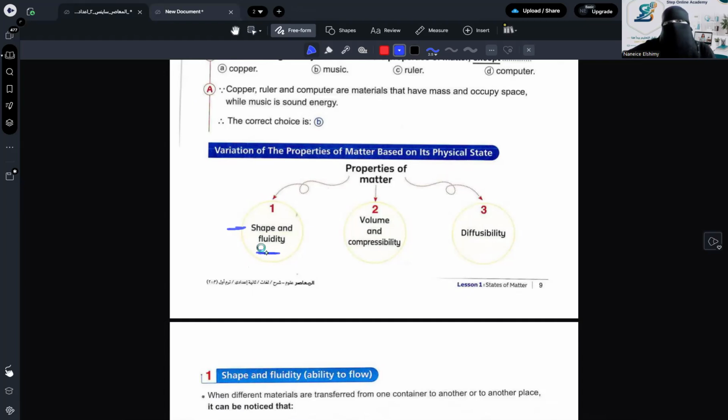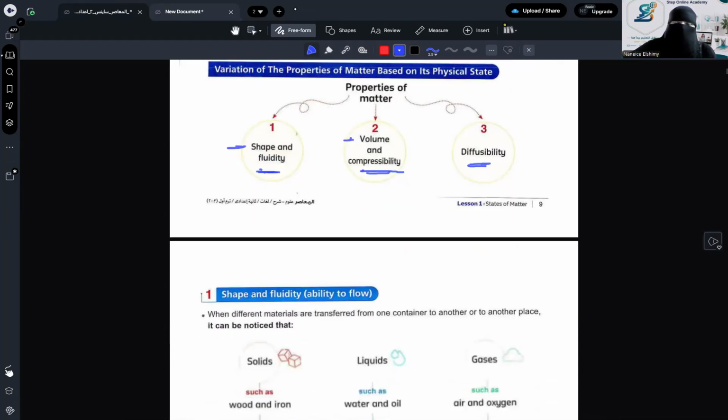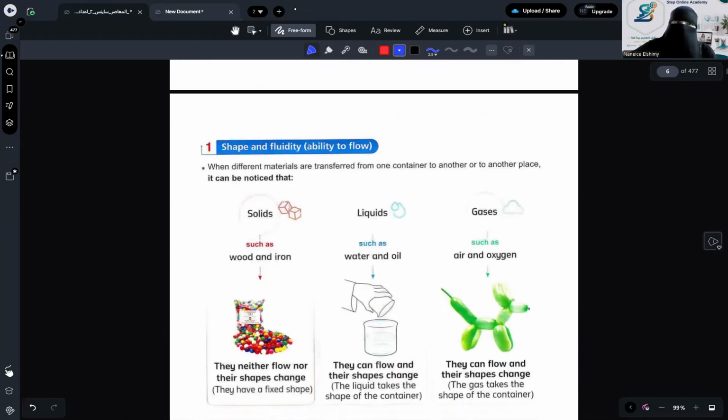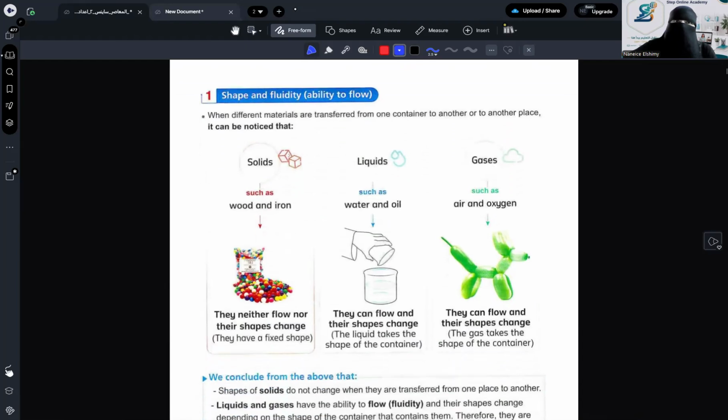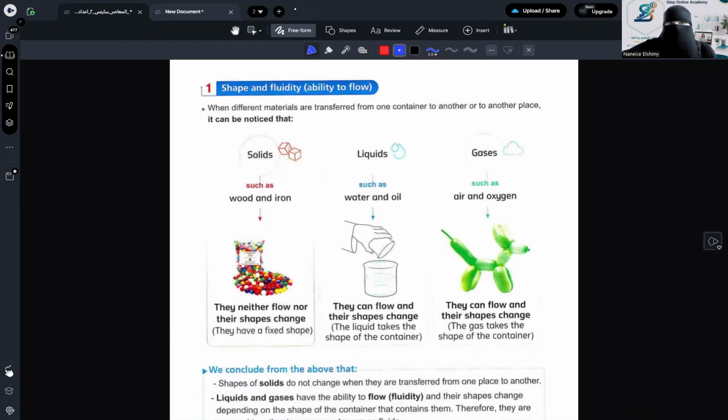We will take this, fluidity is how to flow. Okay, and then number two, the volume and compressibility. And this is how to compress. When it is compressed, how it will act. And this is diffusibility. Okay, let's take the first property with its shape and fluidity, which is the ability to flow.